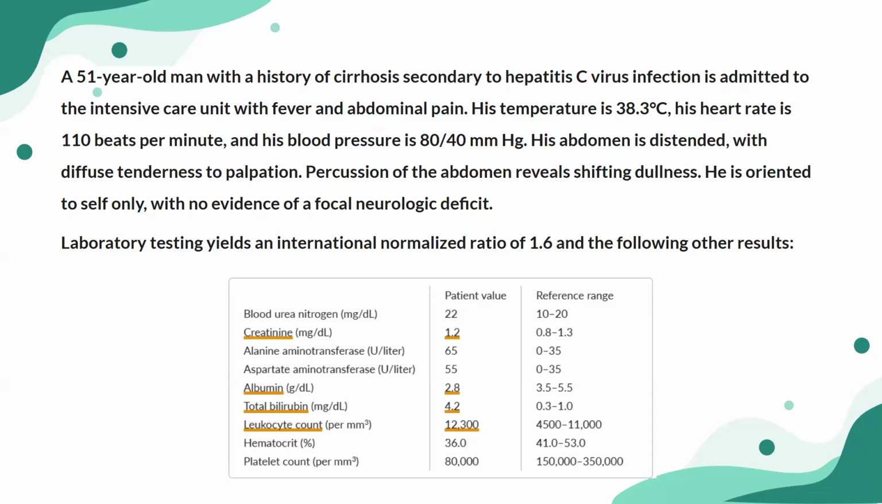So laboratory investigation yields an INR of 1.6 with the following results. Blood urea nitrogen is elevated, right? Creatinine is fine. ALT, AST is elevated. Albumin is a little bit low, which patients with ascites usually have because the albumin is now within the ascitic fluid. Total bilirubin is elevated, definitely. Leukocyte count is high because, of course, the patient has fever, the patient has pain. Most likely spontaneous bacterial peritonitis. Of course, the leukocyte count should be high. Hematocrit is on the lower end, and then platelets are lower as well.